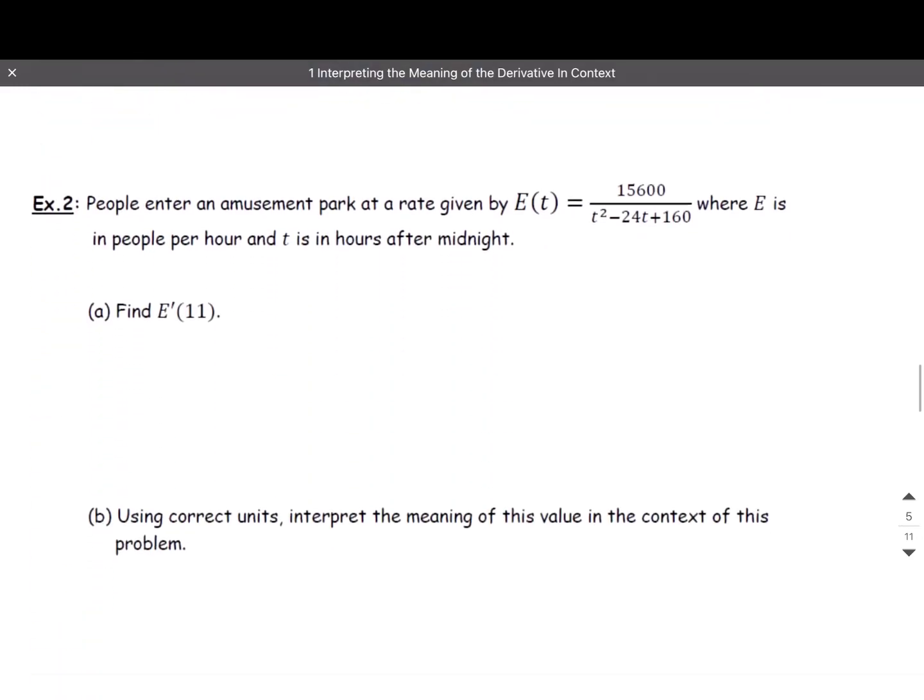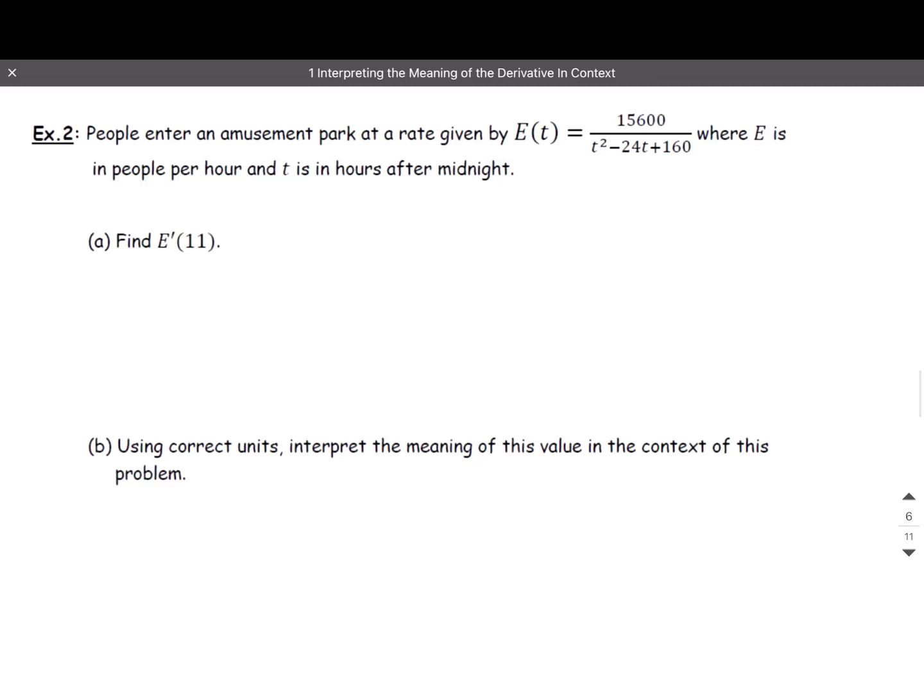So let's take a look at this part of an old AP problem, okay? So here, people enter an amusement park at a rate given by E of t. This is a rate, even though it doesn't say it's a derivative, it is, where E is in people per hour and t is in hours after midnight. Okay, so the first thing we need to do is find E prime of t. Now this is where we're going to go get our calculator. All right, let's go get our calculator and find E prime of 11.